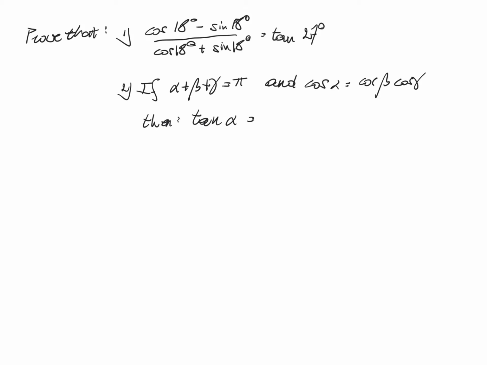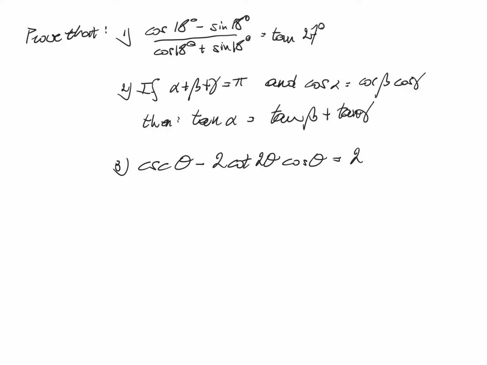equals tangent of beta plus the tangent of gamma. And then the third one, prove that the cosecant of theta minus 2 times the cotangent of 2 theta times the cosine of theta equals 2 times sine of theta.